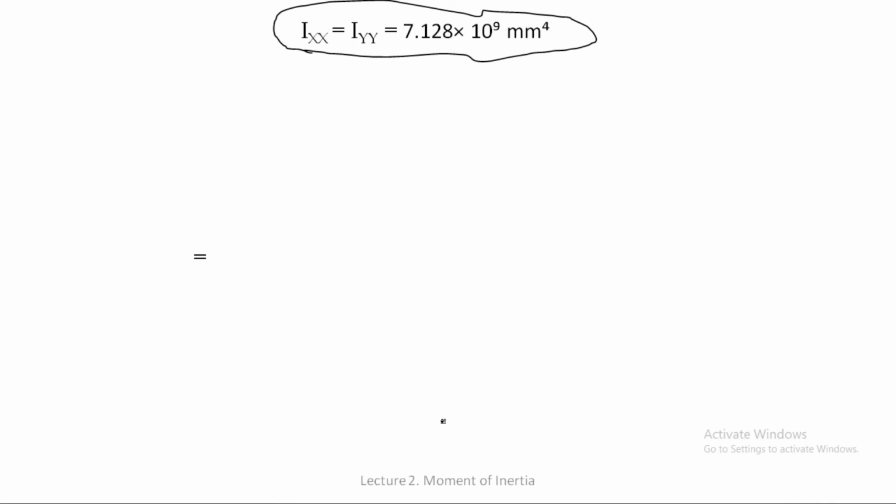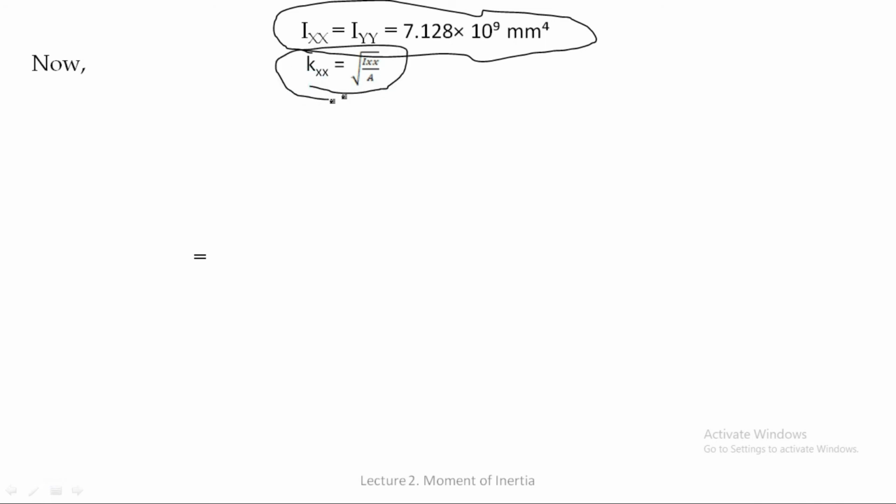Now we are done with moment of inertia. What is remaining in this question? The radius of gyration is remaining. So what is the formula for radius of gyration? Kxx is equal to the square root of Ixx upon a. Kxx is the square root of Ixx upon a.